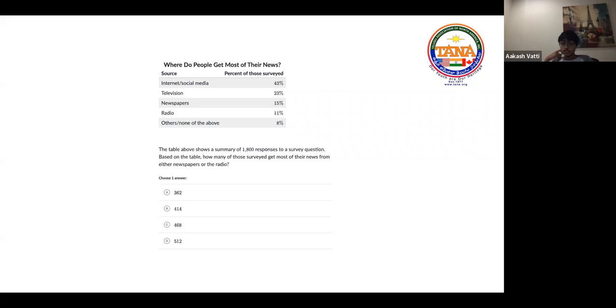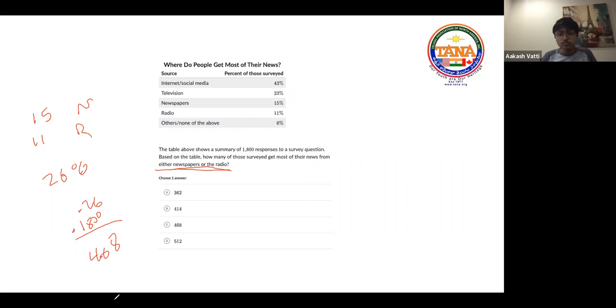All right, since all of the people who did answer in the chat got it right, do you want me to go through this and show you how I do it, or just move on to the next question? All right, some people asked me to show it, so I'll quickly go through this. What we want is people who get it from either the newspaper or the radio. So 15% get it from the newspapers, so I'll put N, and 11% get it from radio. You add these percentages together to get 26% of people who get the news from either the newspaper or the radio. And 26%, which is basically 0.26, times 1,800 is 468. So the answer is C.